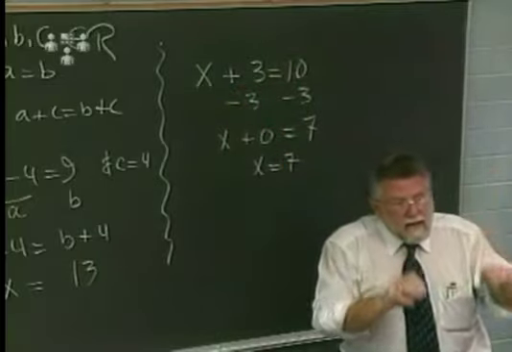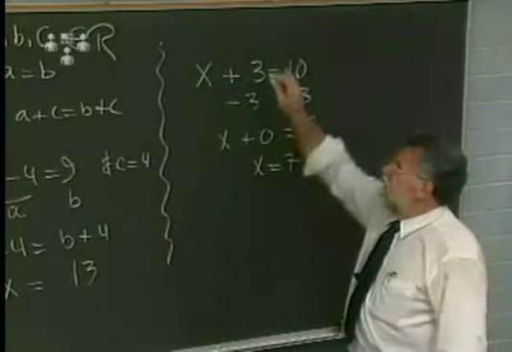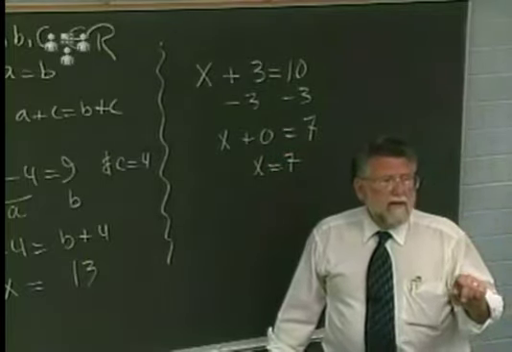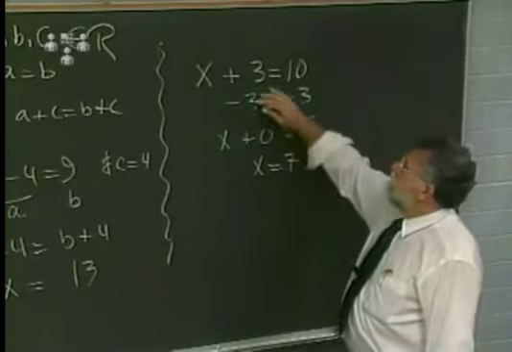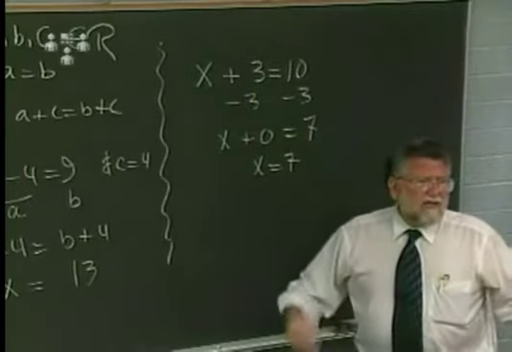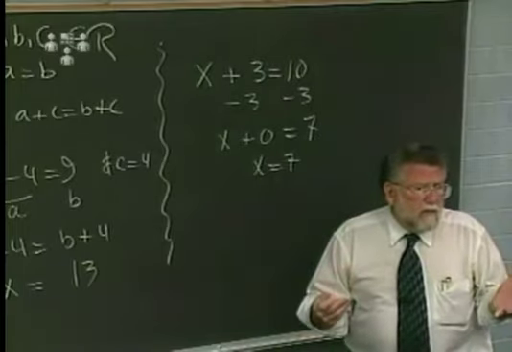Now, can you do mechanically something that'll get you to there when you can't see it in your head? And that's what I'm saying. So I'm lost when it comes to x plus 0 equals 7. How do you figure that out? What does x stand for if you don't know what 7 is? It's any number you want.